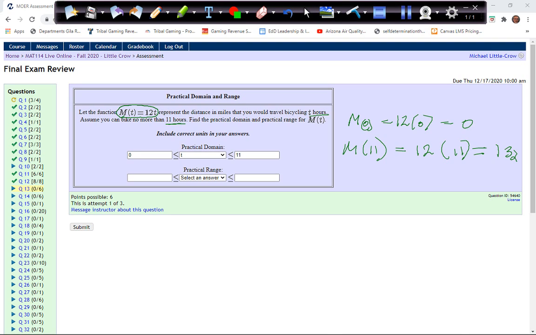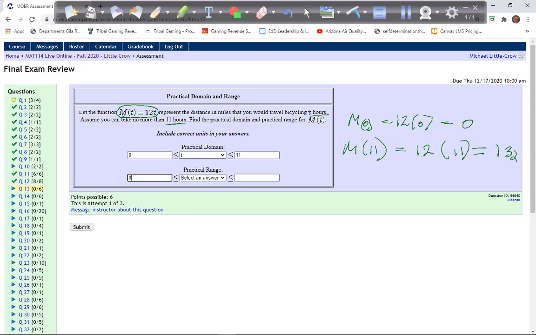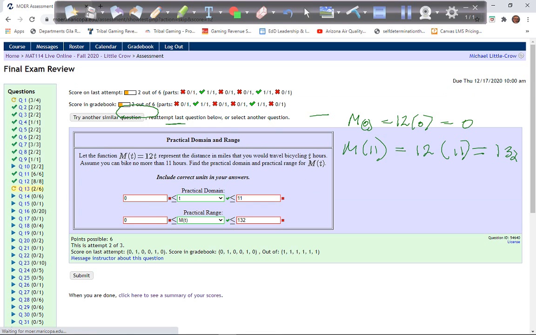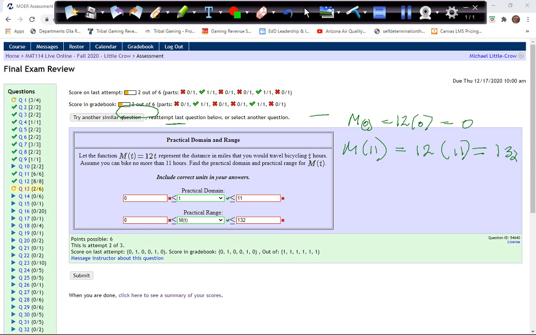Now, mathematically, we could keep going to infinity, but physically, we just can't do it. So we either go 0 miles, or we go 132 miles, or somewhere in between. And this is our function m of t. Practical domain, practical range. What does a story tell us is going to happen? Oh, include your units. Yeah, read the question. Include your units.